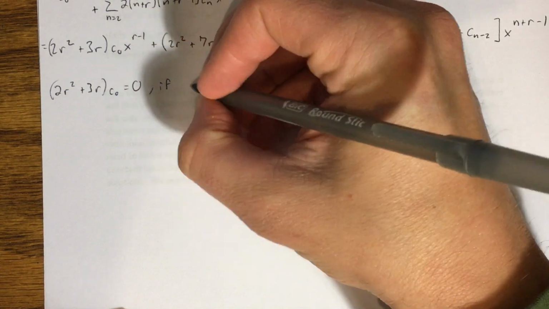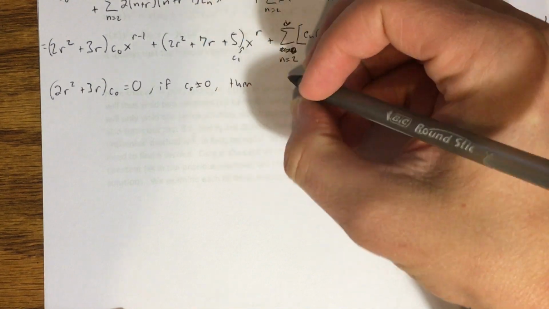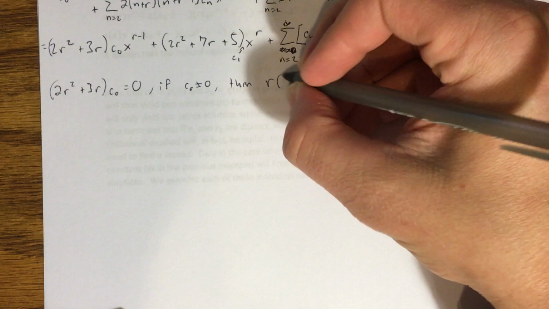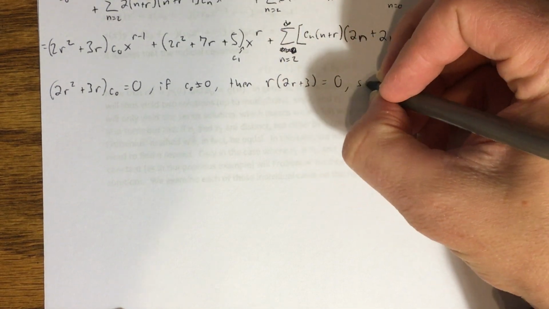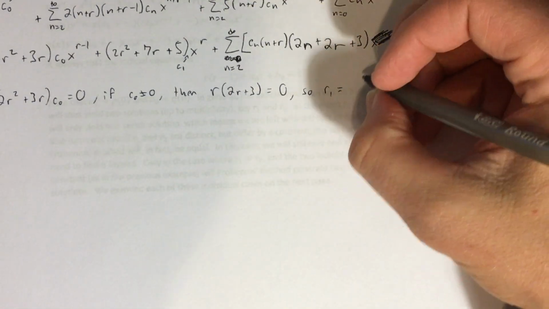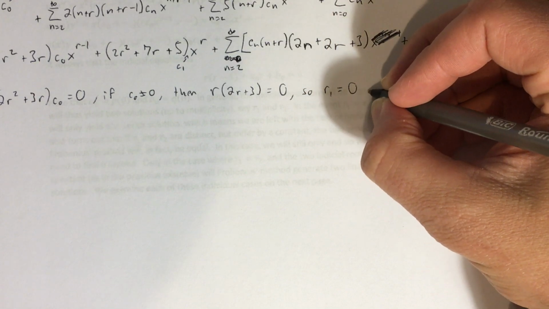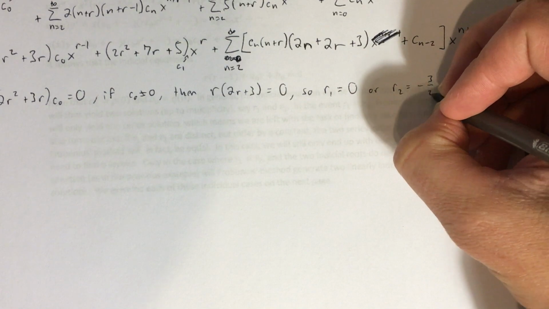So if c naught is not equal to 0, then we have this factor equals 0. And let me factor that r out. r times 2r plus 3 equals 0. So we get two solutions, and I'm going to be calling one of them r1. r1 is equal to 0, or r2, which would equal negative 3 halves.